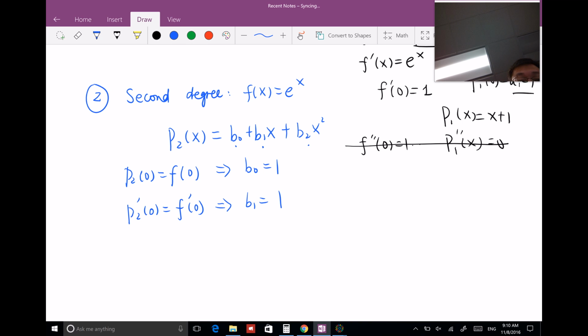So now I want you to continue to find P2 second derivative of 0 equals f second derivative of 0. So what do you get? I'll give you 1 minute to solve this. So now I would like you to try P2 second derivative equals f second derivative. Look at the second derivative, then solve for b2.